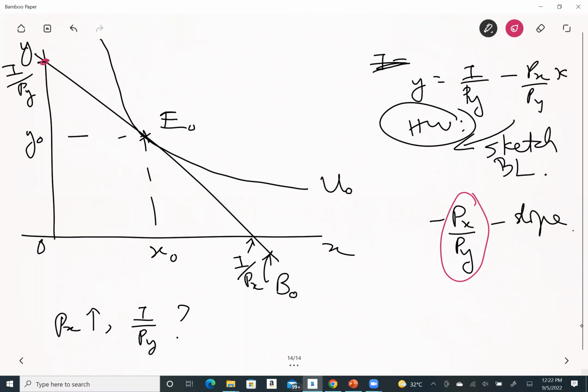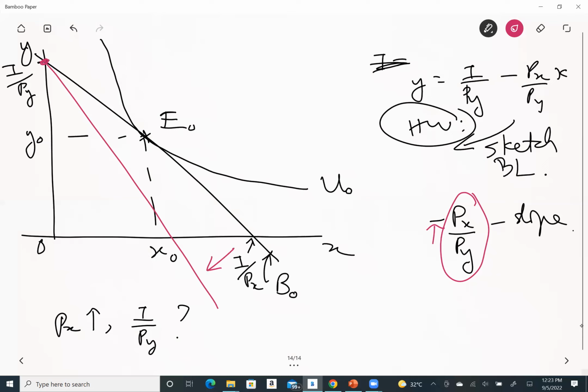Now, when the slope increases, we know the negative sign means the line is sloping downward. So where is the shift of the budget line? Is it to the left or to the right? Is it outside or inside? Inside. Okay, it will go inside because the slope now becomes steeper. So the budget line will move in.